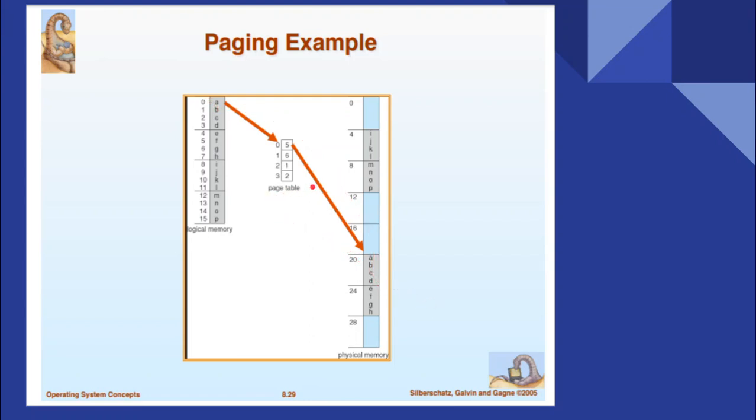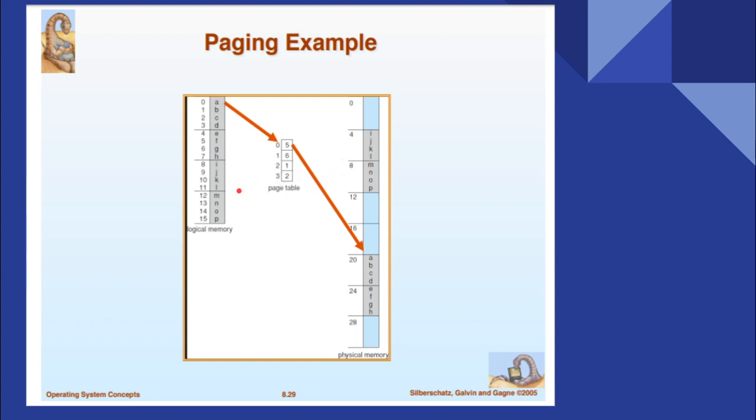In the same way, take the other example of 3 and then 2. That means the third block, this is 0, 1, 2, the third block. The third block is stored in the page table at the second address. Okay, so what is the second address? You can see here, this is M. Now this is the 12th position in the logical memory. Now this M is placed in the 8th position.